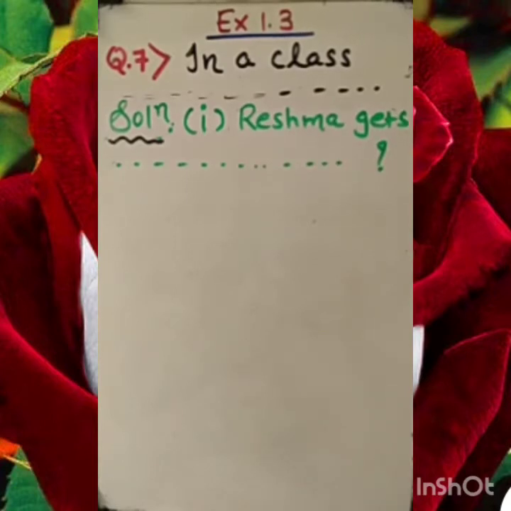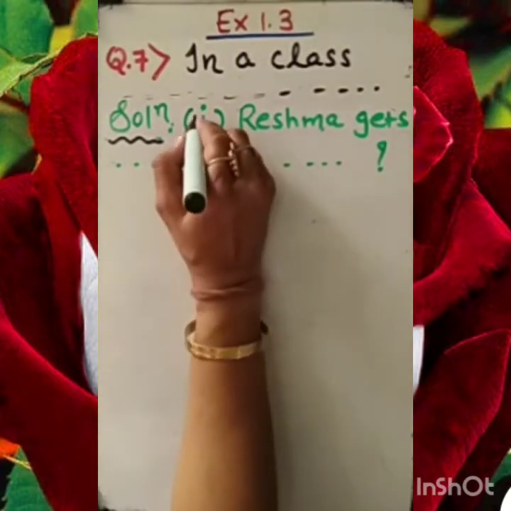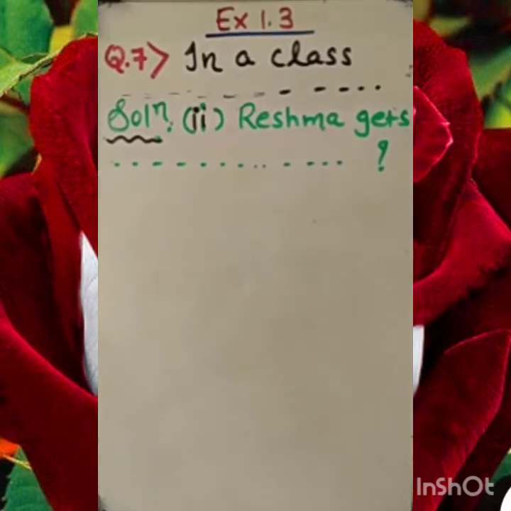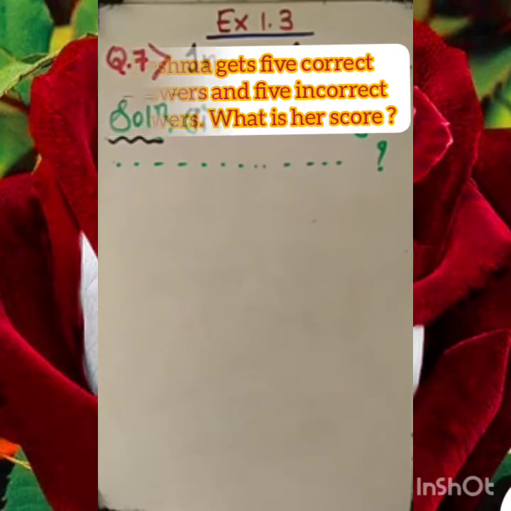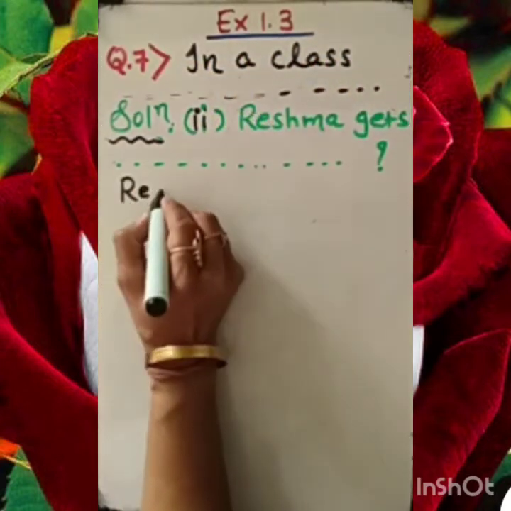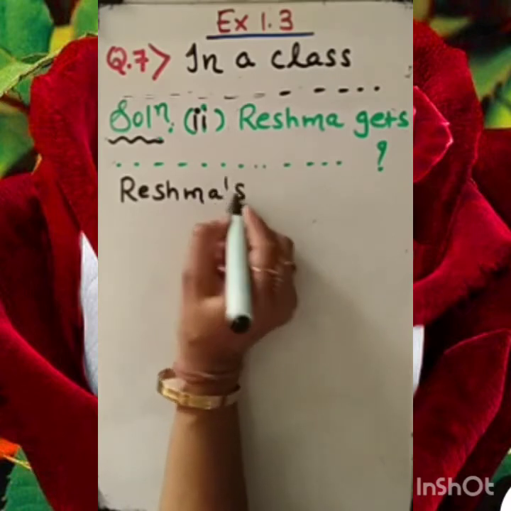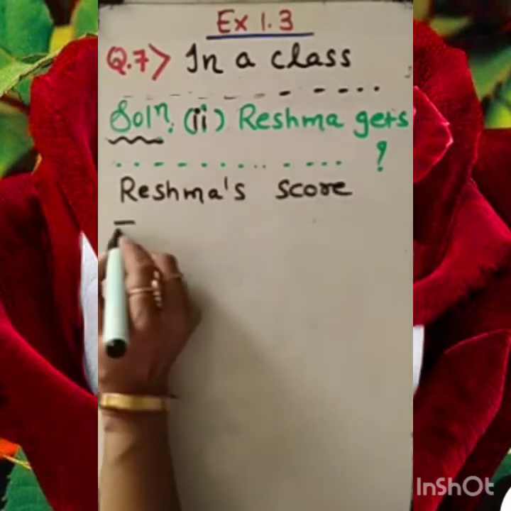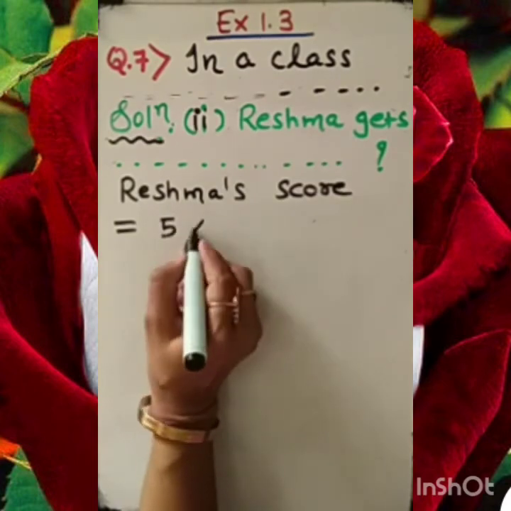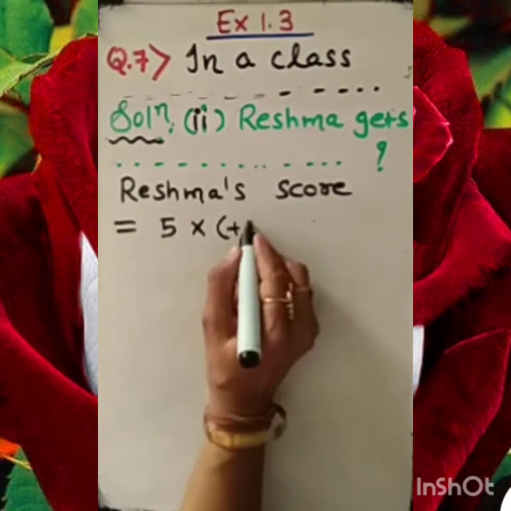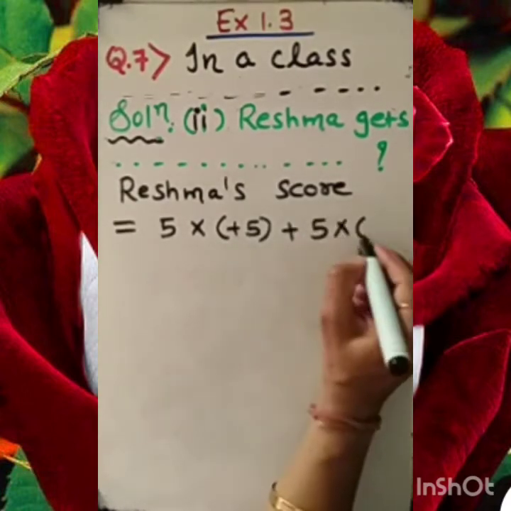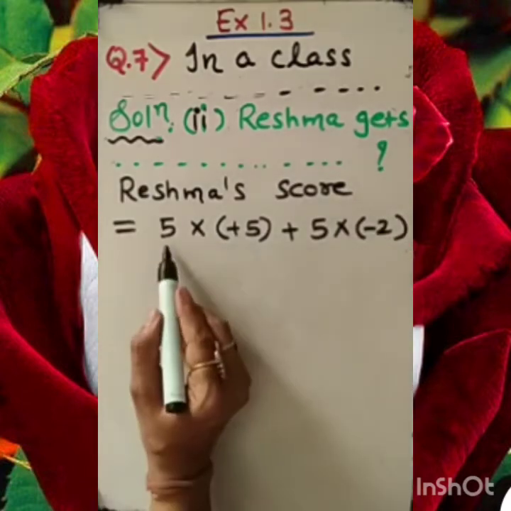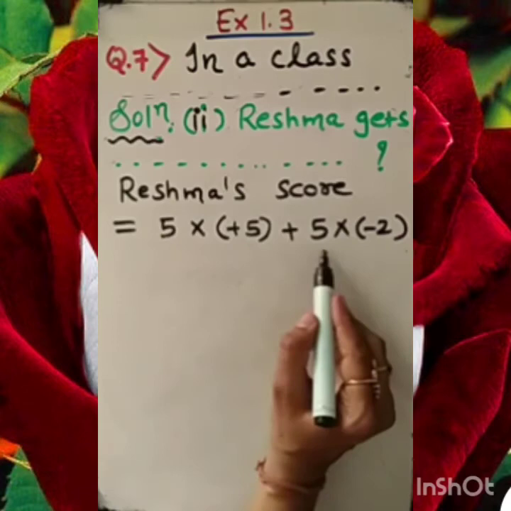In the same question, second part. Let me read the question. Reshma gets 5 correct answers and 5 incorrect answers. What is her score? So we need to find Reshma's score. Please note down Reshma's score equals 5 correct answers, and for each correct answer 5 marks are given, and for each incorrect answer minus 2 marks. She attempted 5 correct and 5 incorrect.